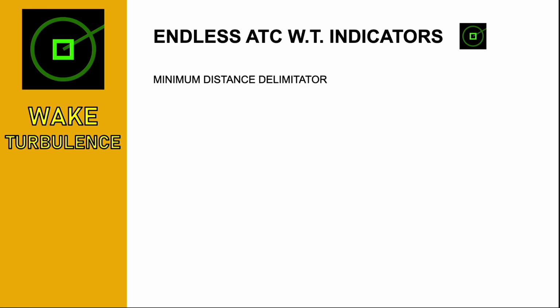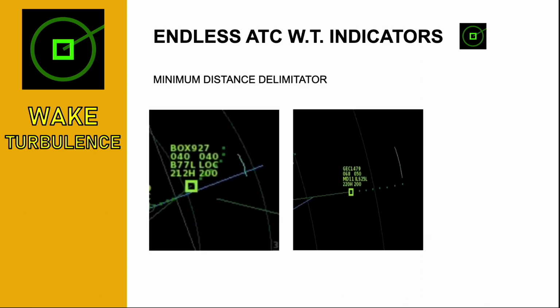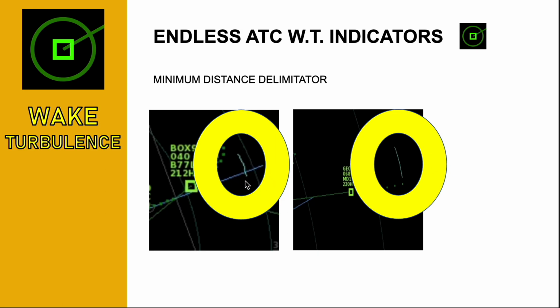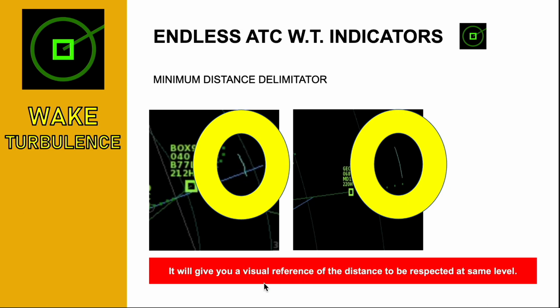But also, the radar helps you in another way. It shows you when it detects that a lighter traffic is behind a heavier traffic. It tells you with these delimiters that this is the minimum distance that should be respected. So the ideal situation is that the succeeding traffic doesn't cross this line. This is what it's going to tell you with a virtual reference, the distance to be respected at the same level. Of course, if there is 1000 feet separation, it is not as relevant, but it becomes relevant when that distance is reduced.